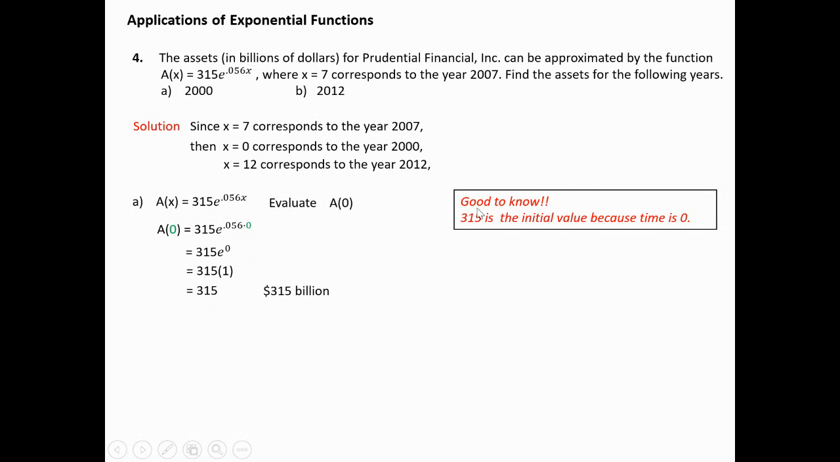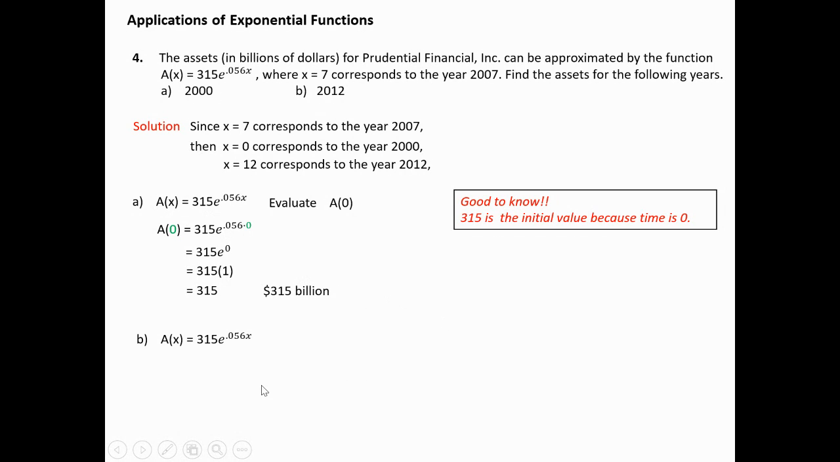Now, this is good to know. 315 is the initial value, because when time is equal to 0, no time has passed. This is called your initial value. Please remember that. Here, in the year 2000, no time has passed, so the 315 will be the initial value. It's good to know because when you solve other word problems, it's crucial that this is the initial value, which I'm going to explain in the next slide.